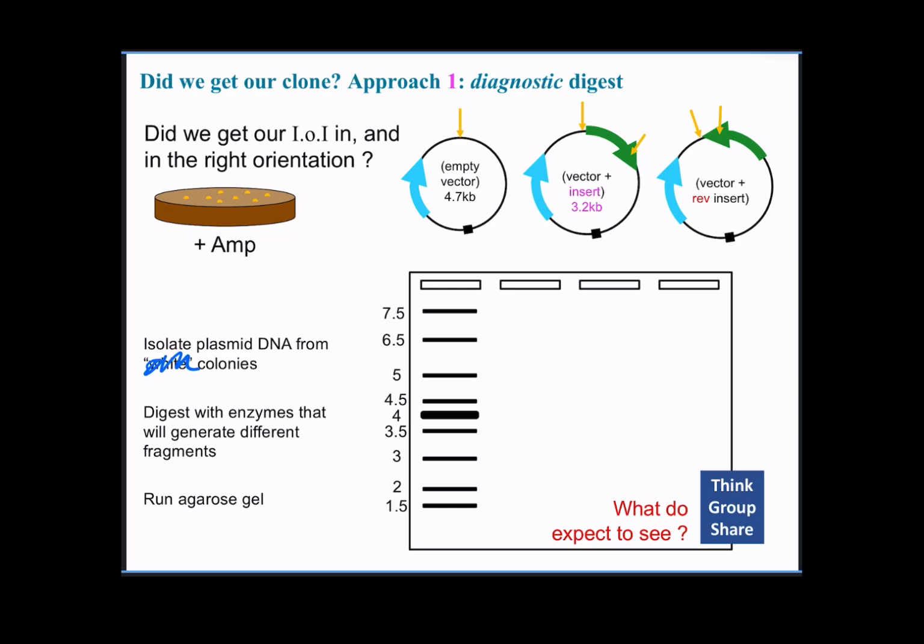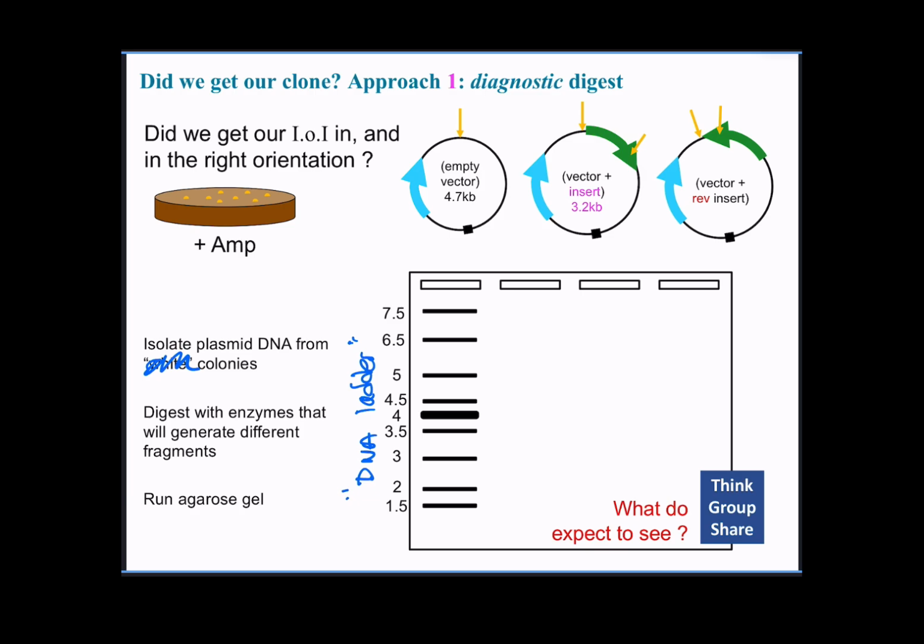So what I'm asking you now to do is to think what would happen if we extract the plasmid DNA from each of those colonies, we digest them with enzymes that will generate different fragments, and run an agarose gel, run one of those electrophoresis that we discussed on Tuesday. So think about it for a few seconds, then consult with neighbors, and what do you expect to see?